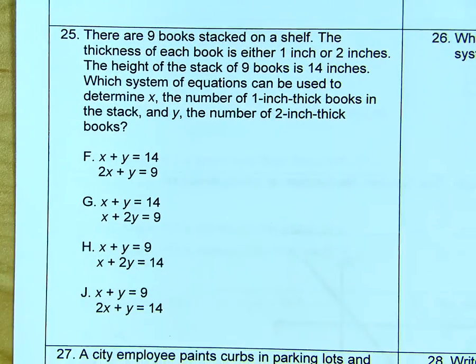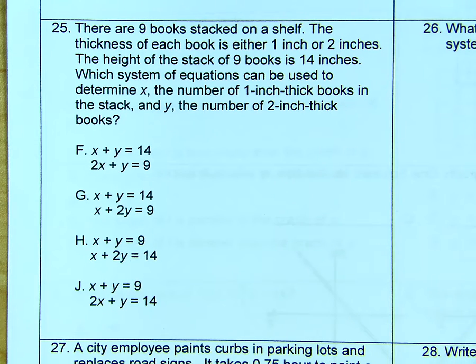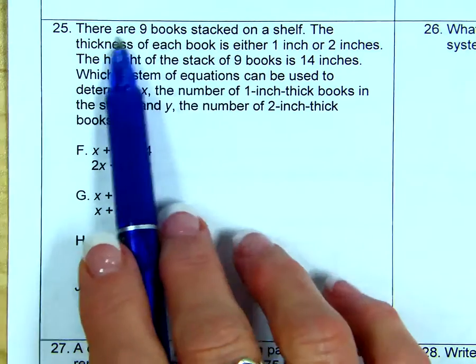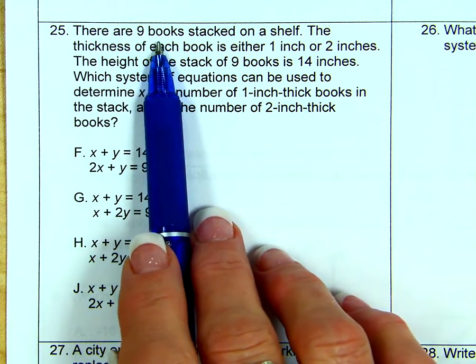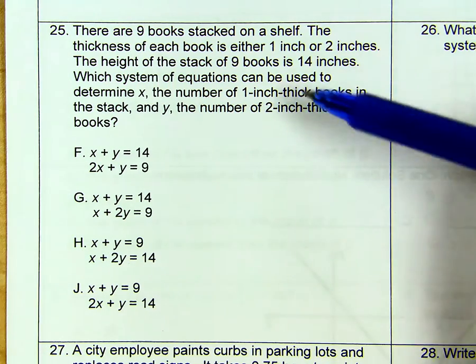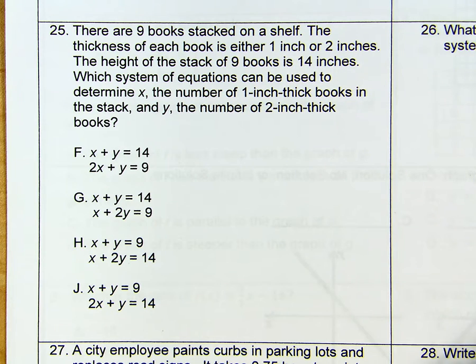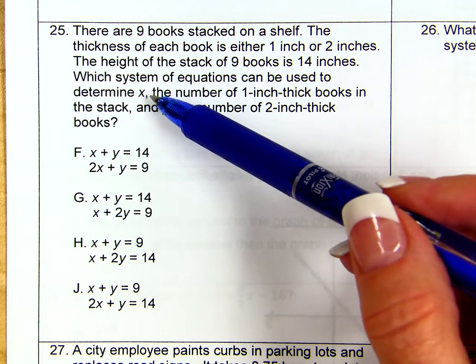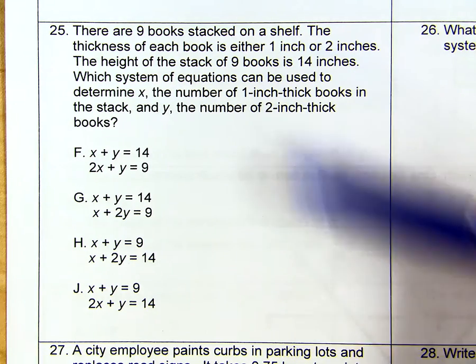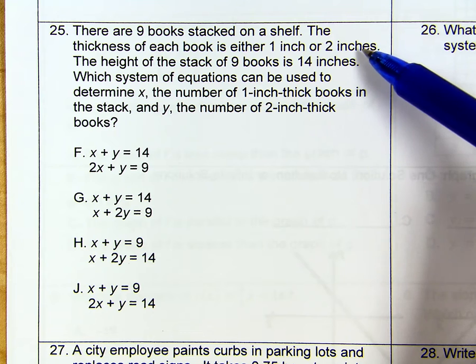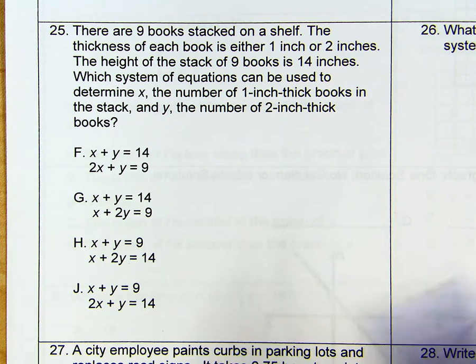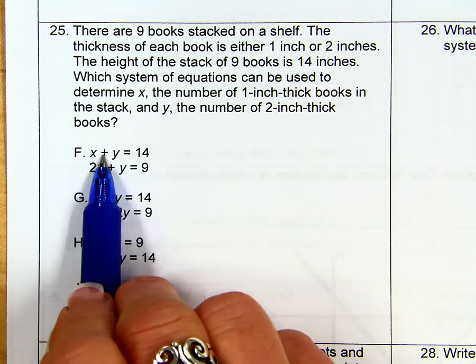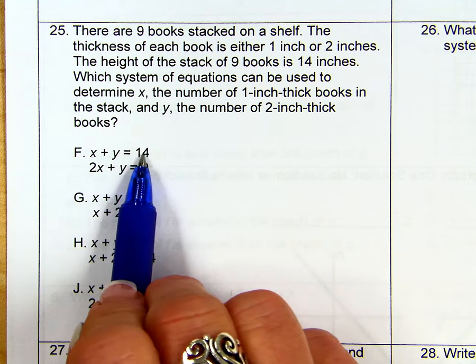In problem 25, they want us to write the system of equations for the situation given to us. They tell us that we have a total of 9 books stacked on a shelf. Each book is either 1 or 2 inches thick. The height of the 9 books is 14 inches. They tell us to have x be the number of 1-inch books and y the number of 2-inch books. So altogether, my 1-inch books plus my 2-inch books should equal 9.